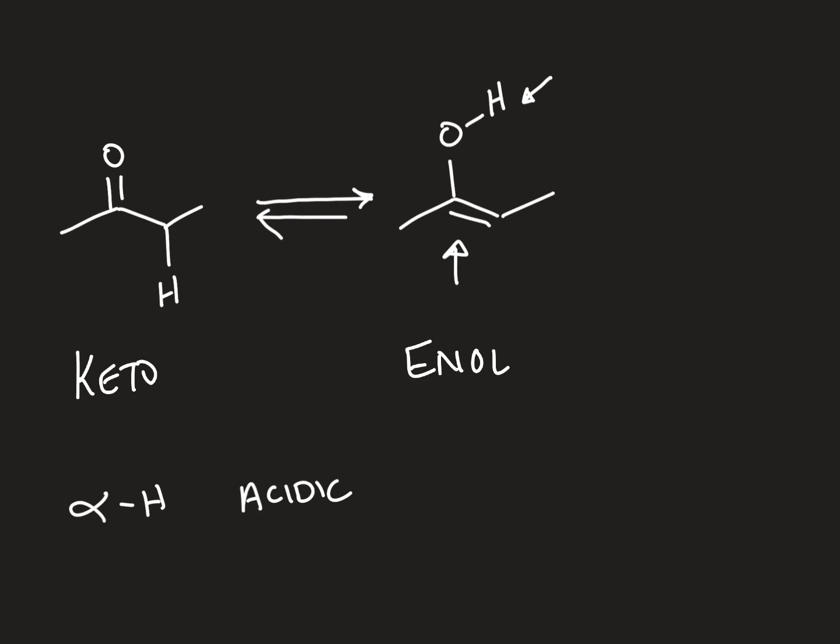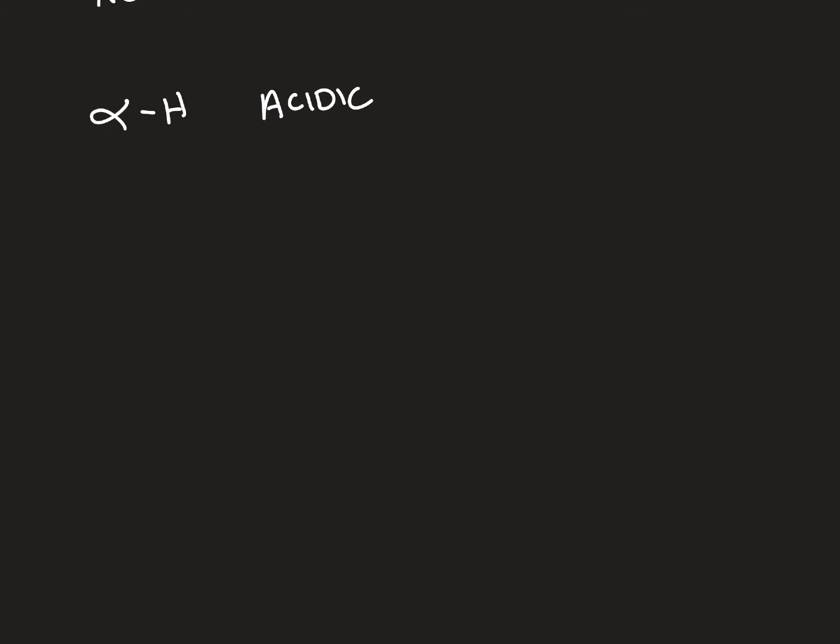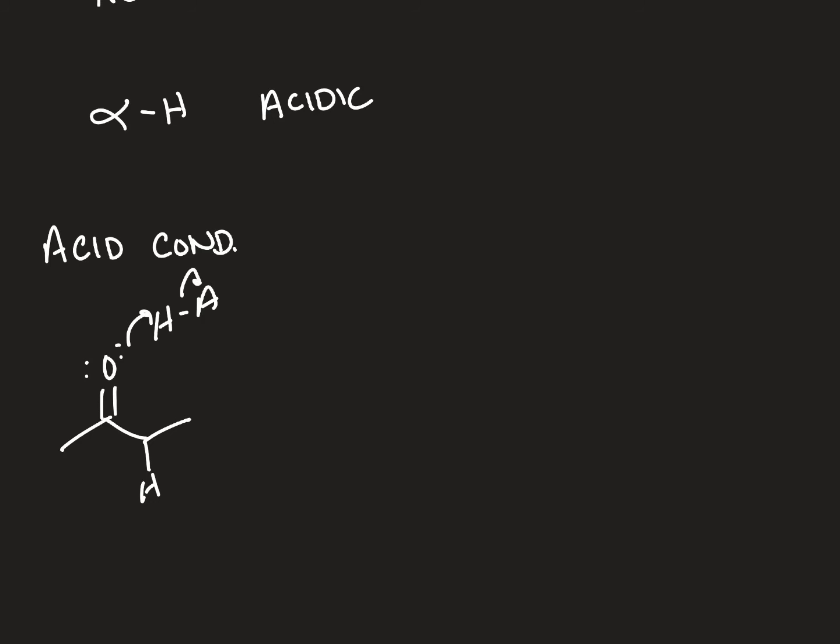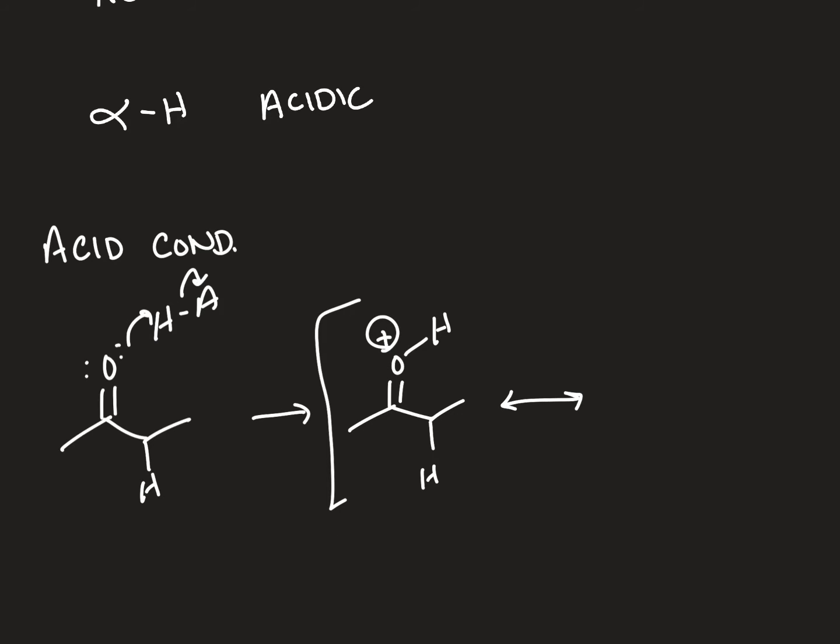Now this process can be sped up using acid or base catalyst. So under acidic conditions, what will happen is your acid catalyst will first protonate your oxygen. And now that carbonyl oxygen is protonated, there is another resonance form at this stage. And that resonance form looks like this, where we kick those pi electrons up to the oxygen, and that leaves a positive charge on this carbon.